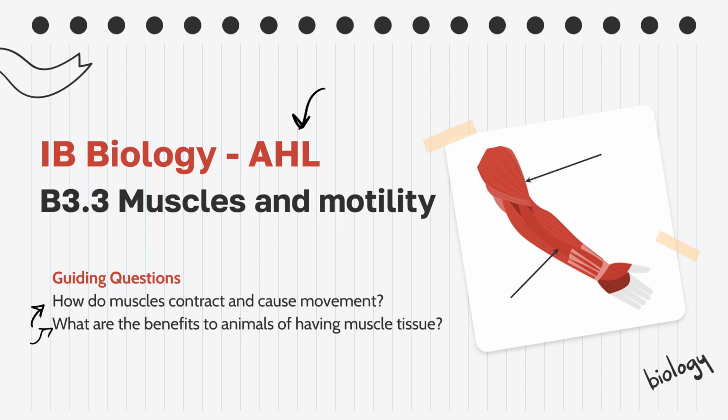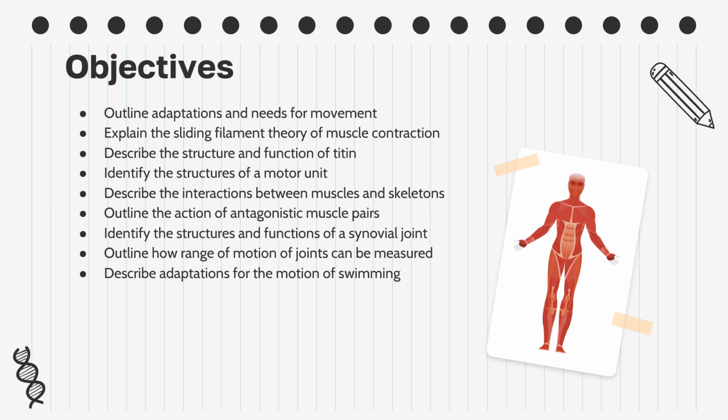Our objectives for today: we're going to talk about some adaptations and our needs for movement. We're going to explain the sliding filament theory of muscle contraction. We're going to talk about the structure and function of titin and identify the structures of a motor unit. We're going to describe the interactions between muscles and skeletons and talk about antagonistic muscle pairs. We're going to identify the structures and functions of a synovial joint, talk about how we can measure range of motion in our joints, and then describe adaptations for swimming.